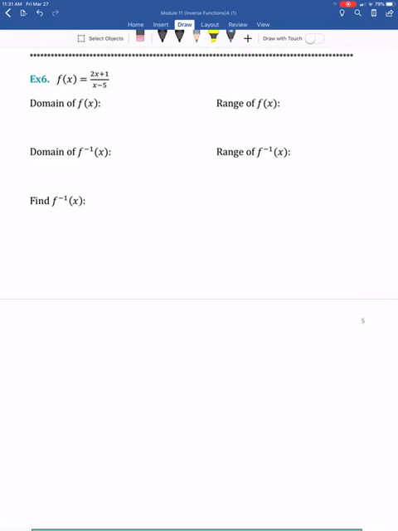All right, let's take a look at example 6. Finding inverse functions. In this one, we've got a rational function, f of x equal to 2x plus 1 divided by x minus 5.